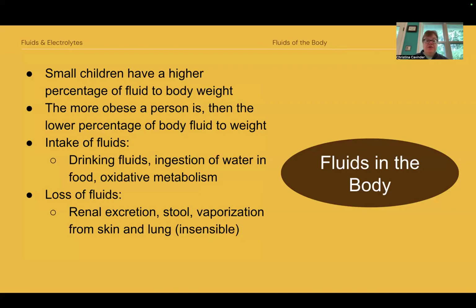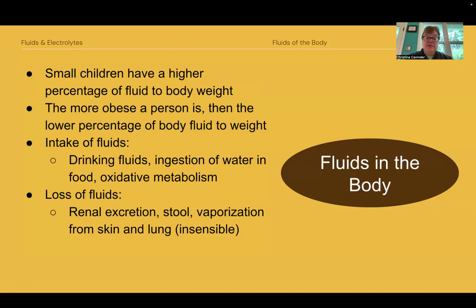Intake of fluids, I'm sure you all know this: drinking fluids, ingestion of water and food, and then also oxidative metabolism. If you remember, we talked a little bit about cellular metabolism, and it needs oxygen, and the product of oxidative metabolism is ATP. That gives us our energy. So oxidative metabolism also gives off CO2. It takes in oxygen, gives off CO2, but it also gives off water. So that's one way we get water, by that chemical process.